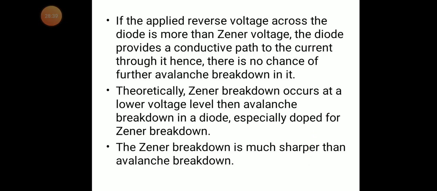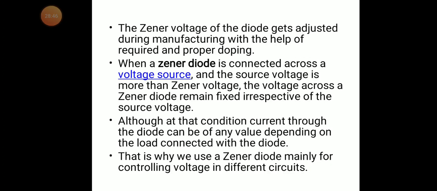The Zener breakdown is much sharper than the avalanche breakdown. Okay, now the Zener voltage of the diode gets adjusted during the manufacturing with the help of required and proper doping.